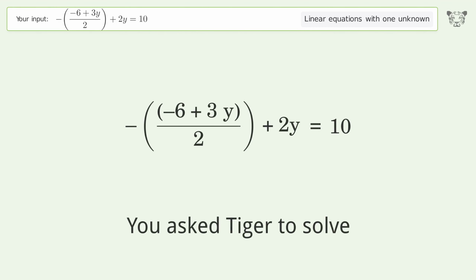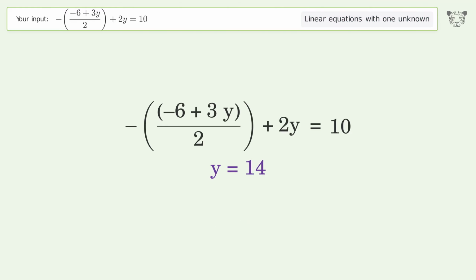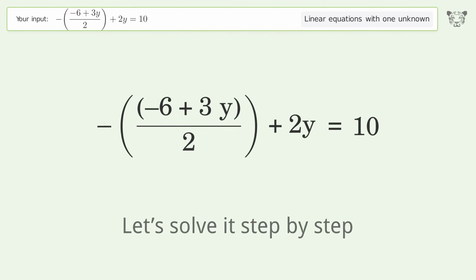You ask Tiger to solve. This deals with linear equations with one unknown. The final result is y equals 14. Let's solve it step by step.